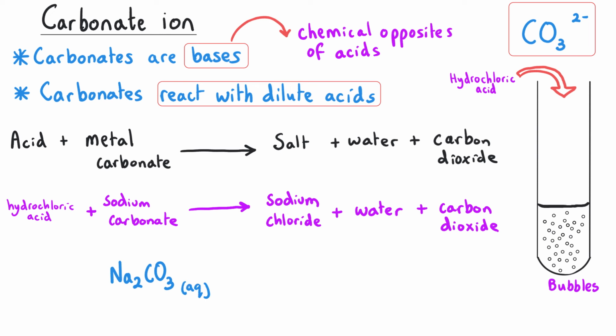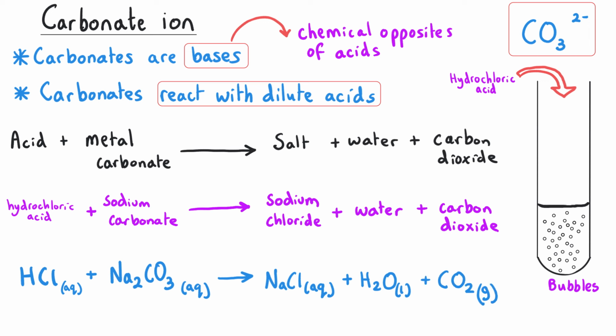Now the sodium carbonate, let's assume it's a solution, so I'm going to give it a state symbol aq. Hydrochloric acid has got the formula HCl. That will be a solution as well, so aq for that to show that it's dissolved in water. When they produce the sodium chloride, that will also be dissolved in water, so that will be NaCl aqueous, and water is H2O, and that's a liquid, so that's got the state symbol l, and we make carbon dioxide gas, and so we give that the state symbol of g.